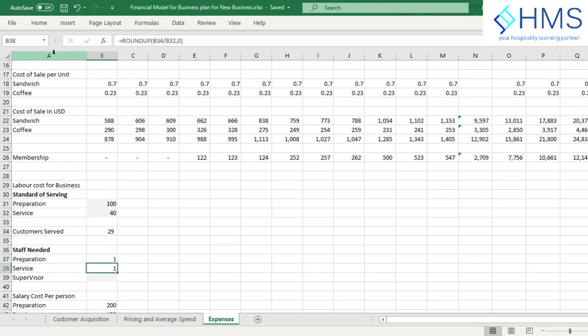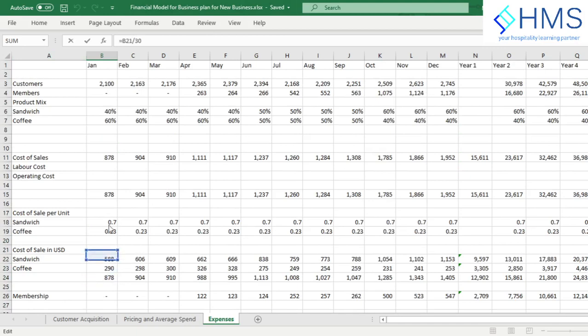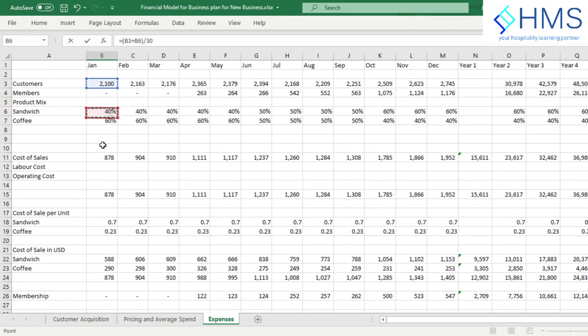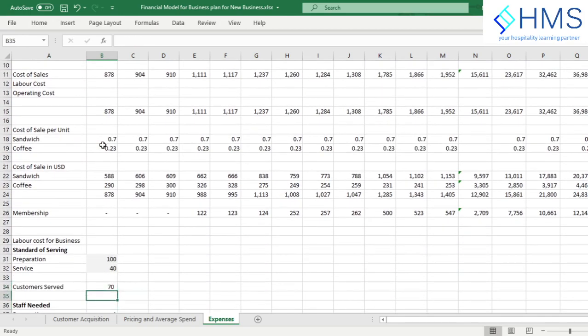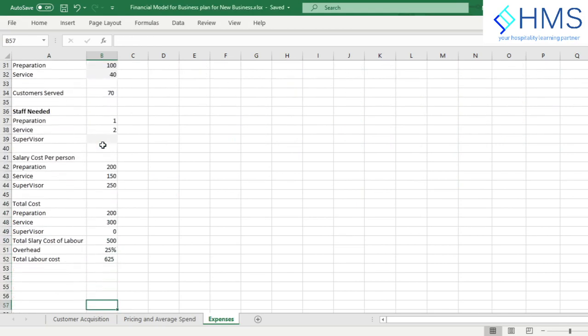Now you know that based on this, oh sorry, this is not the members, my mistake. This is the customer. So you are going to have customers here plus the members, because members also need to be served. So you have taken that, then you will be able to understand how many people you need in preparation, how many people you need in service. Maybe you don't need a supervisor at this point of time, but you may need it in the future. Then the cost of salaries for everyone, and then the labor cost.